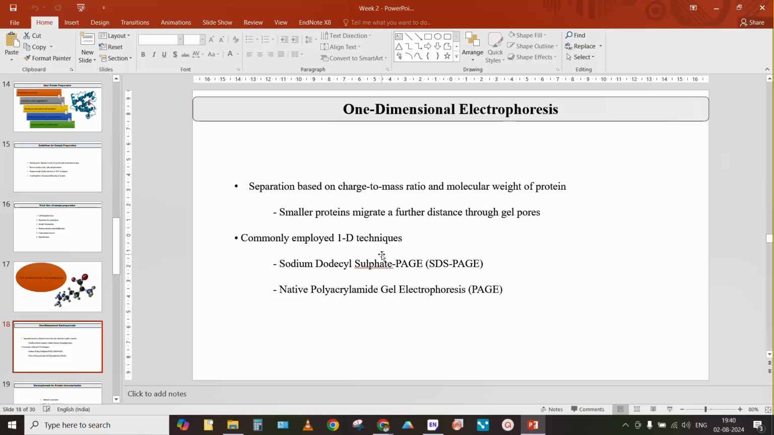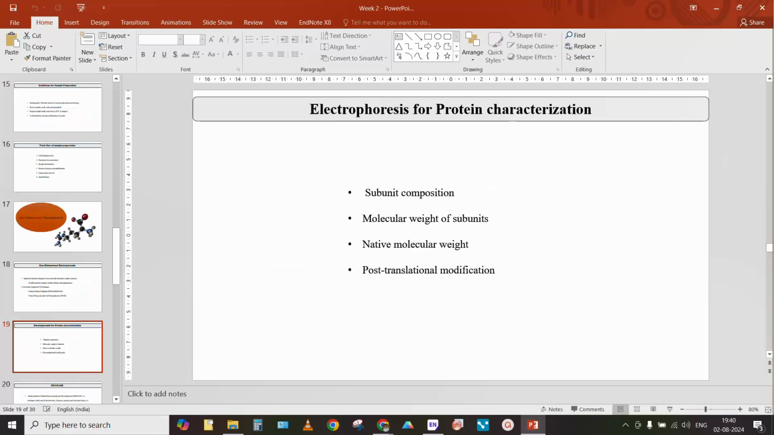Another technique, used for studying the protein in its native conformation, or native form, is native polyacrylamide gel electrophoresis. So this is the electrophoresis for protein characterization.